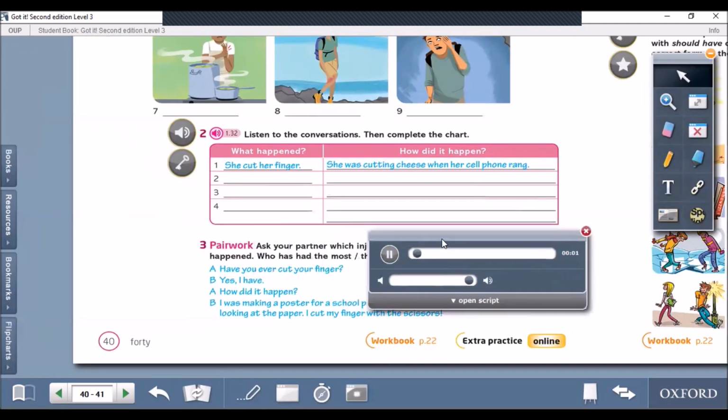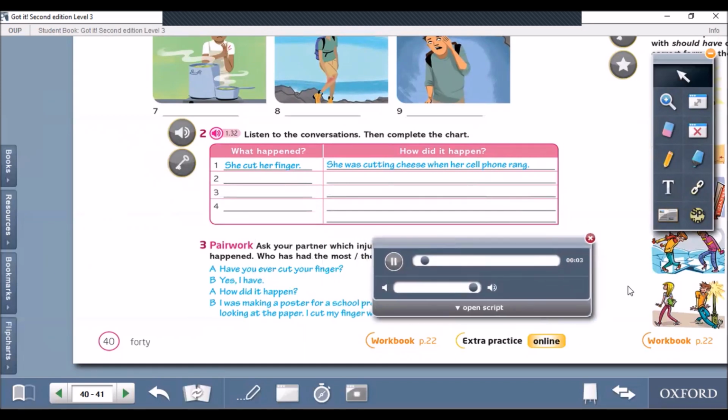Unit 4, Vocabulary, Injuries, page 40, Exercise 2. 1. Have you ever cut your finger? Yes, I have. How did it happen? I was making a sandwich for me and my friends. While I was cutting some cheese, my cell phone rang, but I wasn't looking at what I was doing, and I cut my finger. I had to go to the hospital, it was so bad. Ouch!